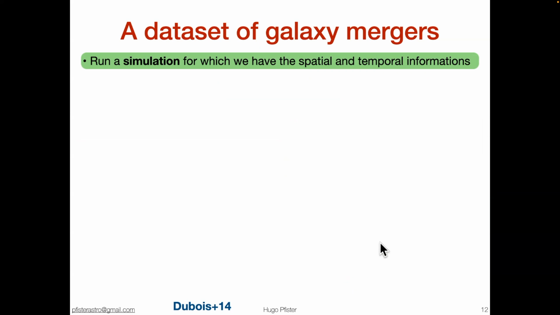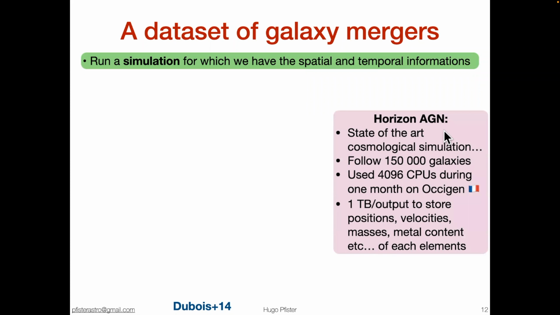So the idea is to run a simulation for which, as I told you, you have access to the temporal and the spatial informations. And so for this, I use a very big simulation, a state-of-the-art cosmological simulation. So you have 150,000 galaxies. The simulation has been run on 4,000 CPUs during 1 month. So you block the supercluster Oxygen, which is a French supercluster, for 1 month, and you store the positions and velocities, etc., of all the stars regularly. So that's a very big data set in the end.